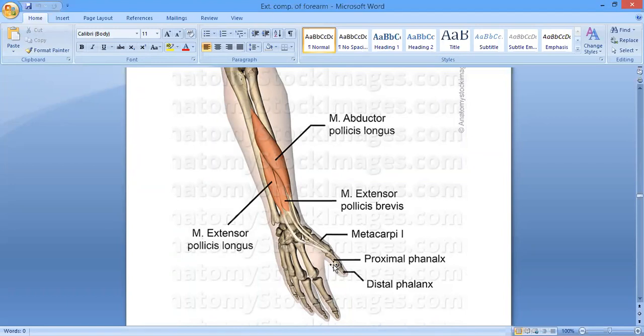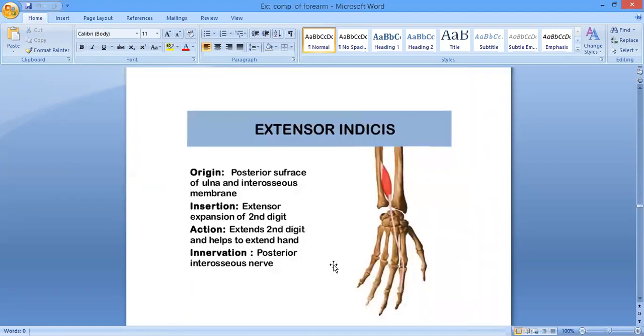Okay. The other muscle is the extensor indicis muscle. Again, this muscle is coming from the posterior surface of the shaft of the ulna and the intervening interosseous membrane, and it is going to be inserted over the extensor expansion of the index finger. Does anyone remember what the extensor expansion is? Can anybody tell me about the extensor expansion? How is the extensor expansion formed?